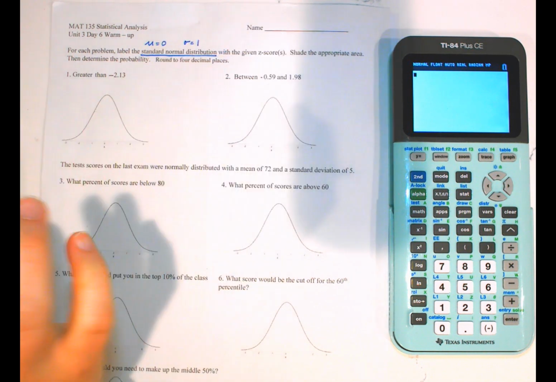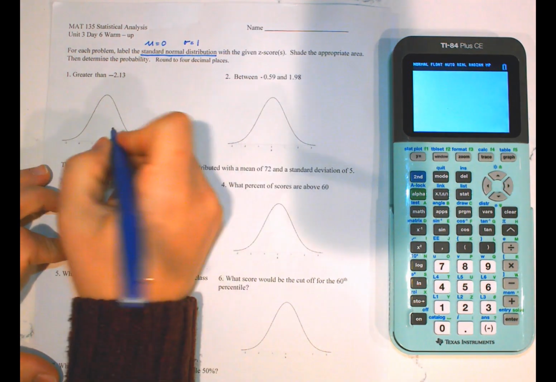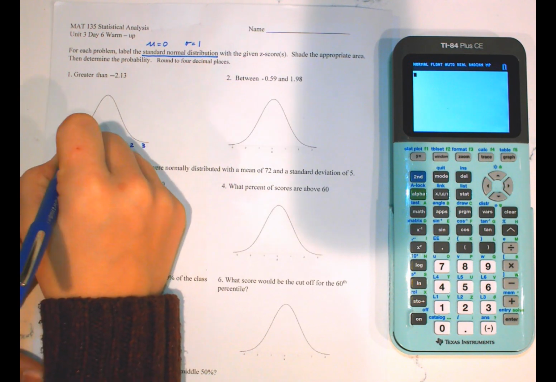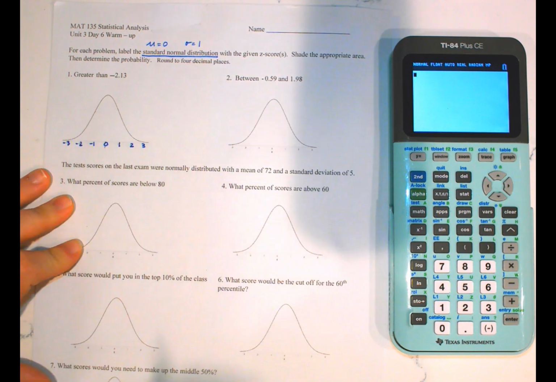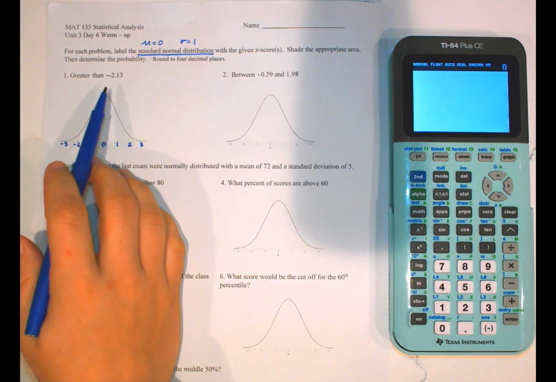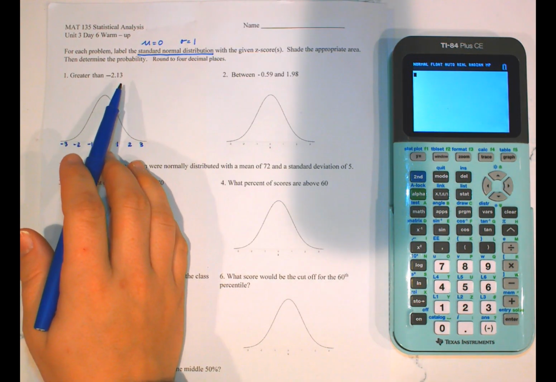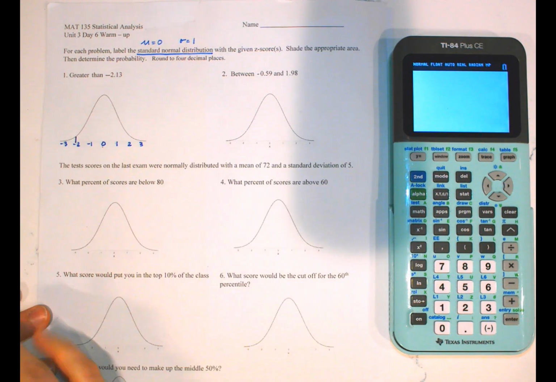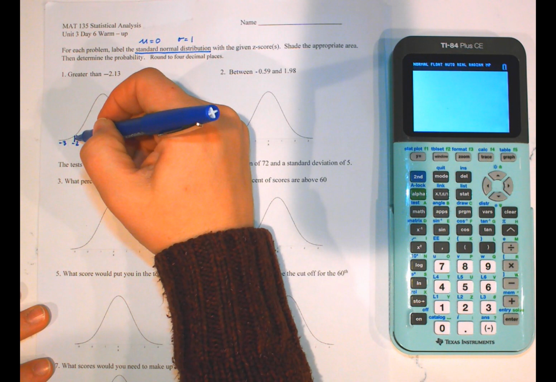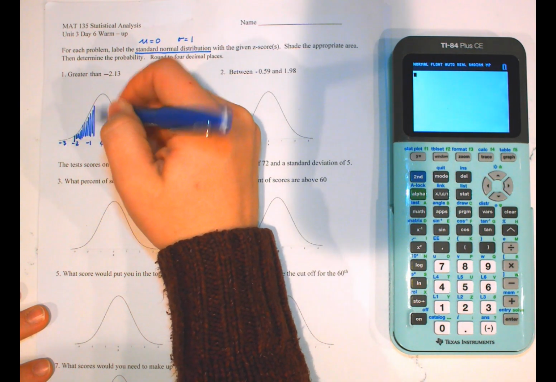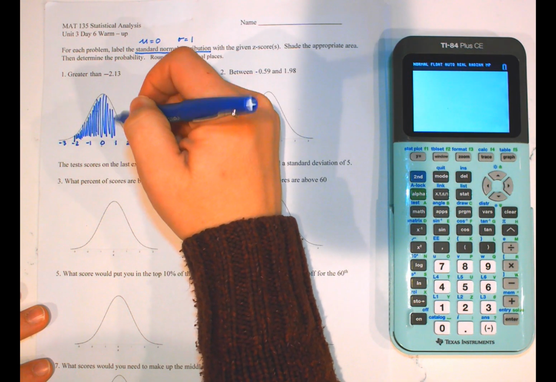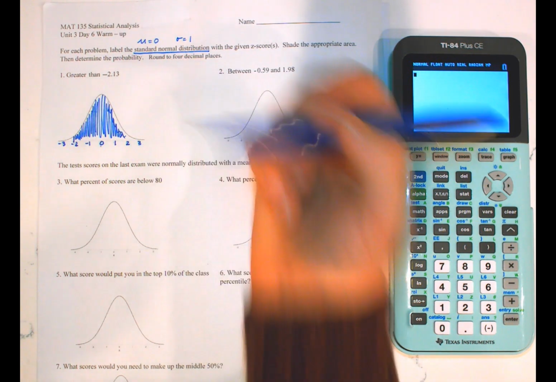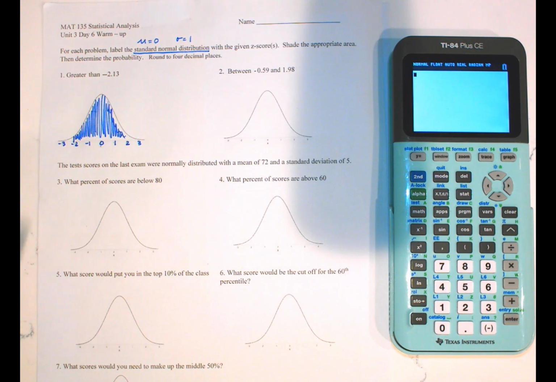is always 1. So the middle of our normal curve is always 0, and then our standard deviations go out by 1. So if I want to know all the values greater than negative 2.13, negative 2 is over here, so negative 2.13 would be right about there. And I want everything greater than that. So I want to know the area under the curve of this shaded region. I'm looking for the probability of getting a number greater than negative 2.13.